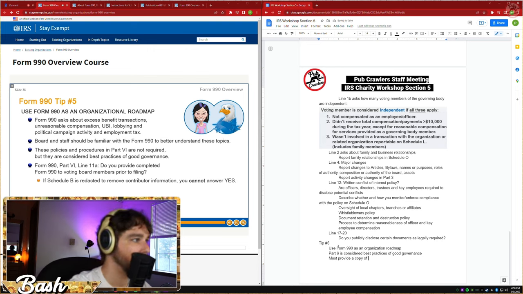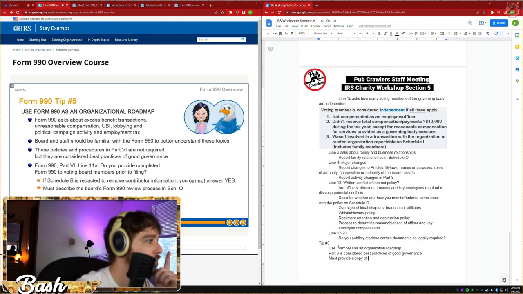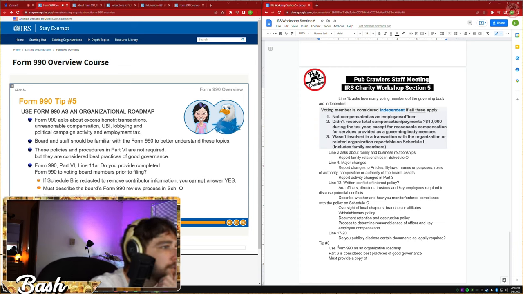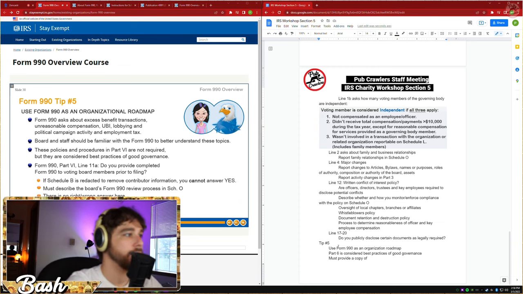Regardless of how your organization answers line 11A, it must describe the process that its board and management use to review the Form 990 in Schedule O. But don't worry, there's no right or wrong answer to these line 11 questions. You just have to say how you do it. And the IRS isn't trying to catch you doing anything wrong here. I agree, a board review of the Form 990 could lead to better information. And reading through our Form 990 will educate board members about our organization's activities, relationships, transactions, finances, and legal risks. Yay.